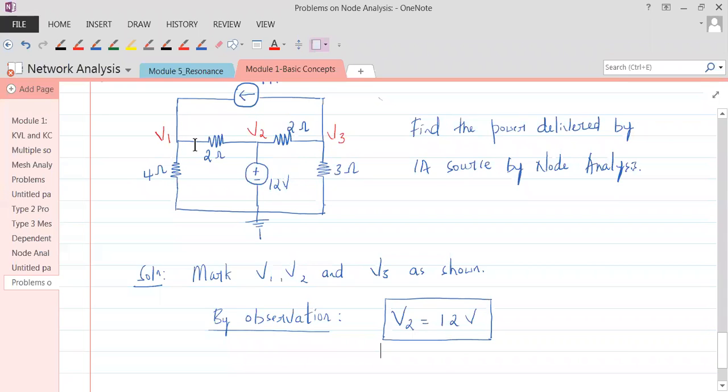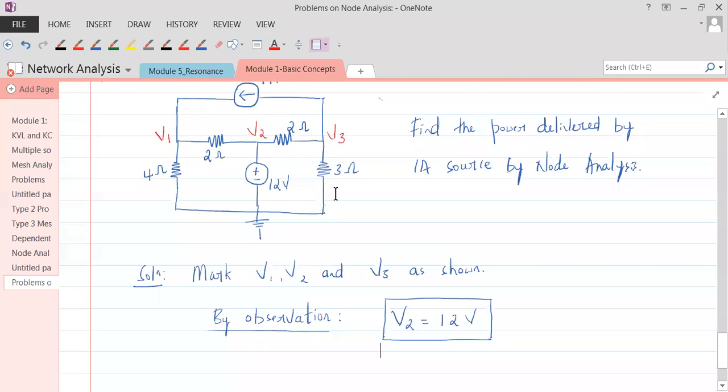Before applying KCL at node 1, let's just have this discussion. Suppose this minus sign is at the top and plus sign is at the bottom. Then you should understand V2 is going to be negative, minus 12. When would V2 be minus 12? If this minus is connected with this node. If the minus polarity is there with this node, then V2 would become negative. If the plus polarity is there with node 2, it would become plus 12. Just that. So you have to just observe it properly.